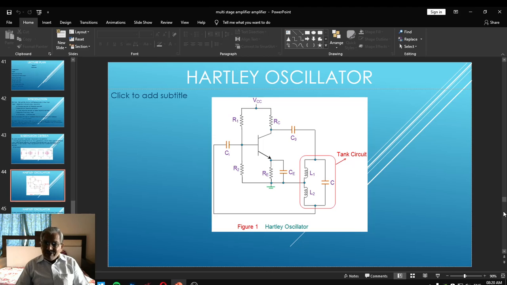Actually, we have to study totally 5 oscillators. One is Hartley oscillator, second one is Colpitts oscillator, third one is a crystal oscillator, fourth one is Wien bridge oscillator, and last one is phase shift oscillator. Out of those 5 oscillators, we will begin with Hartley oscillator.